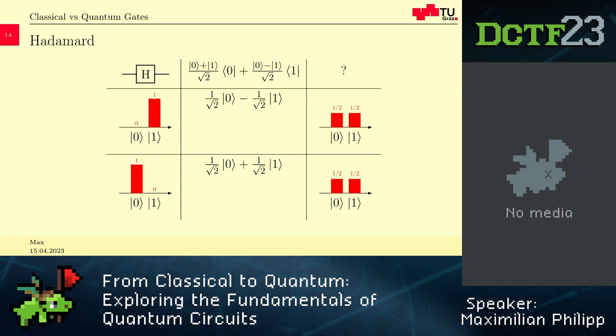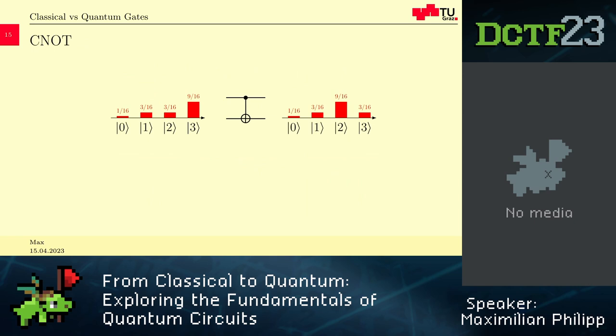This is going to be really important for the algorithm we're going to talk through later. So more or less what it does, it kind of shifts the probabilities in equal parts. If you put in a single state, it basically rotates it 90 degrees and distributes it across two orthogonal states.